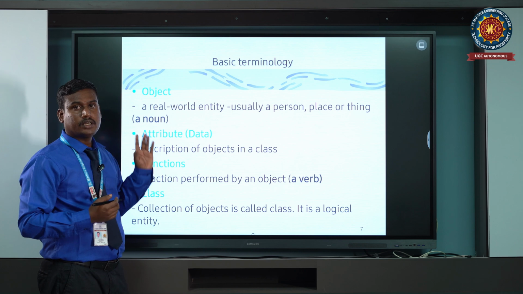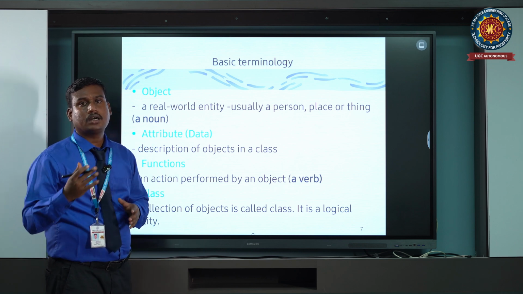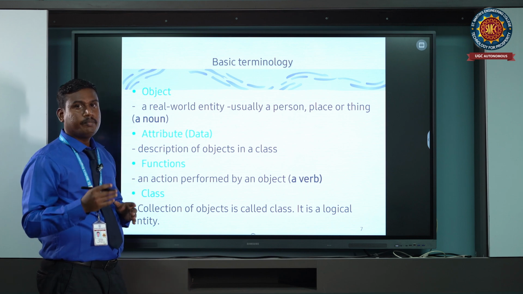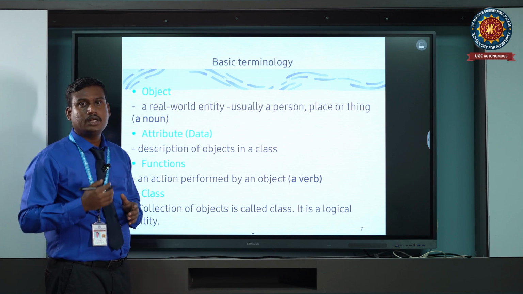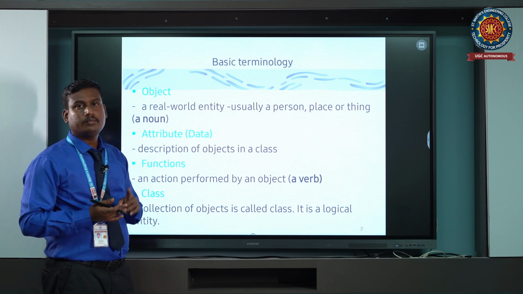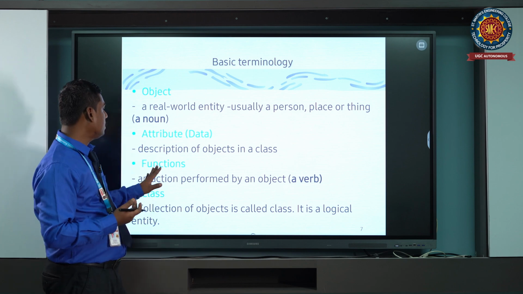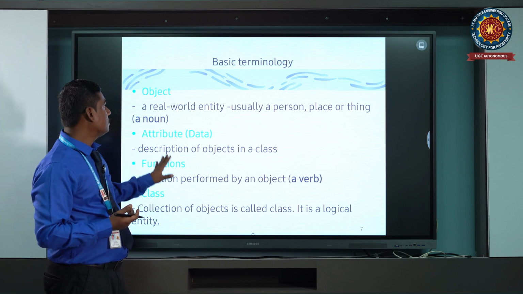Next one is function. What is a function? What are the functions performed by the car? In that car we have forward direction, driving, running, forward, back, start, backward, brake and stop. These are the functions performed in the object.